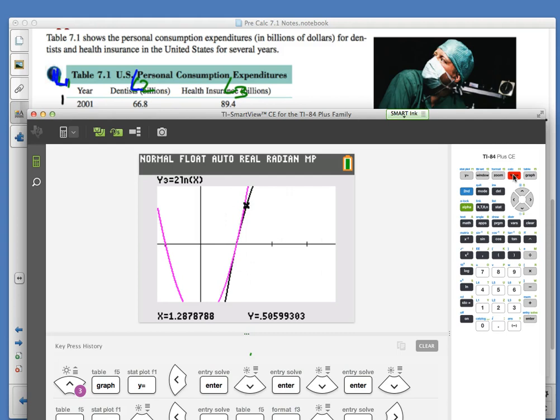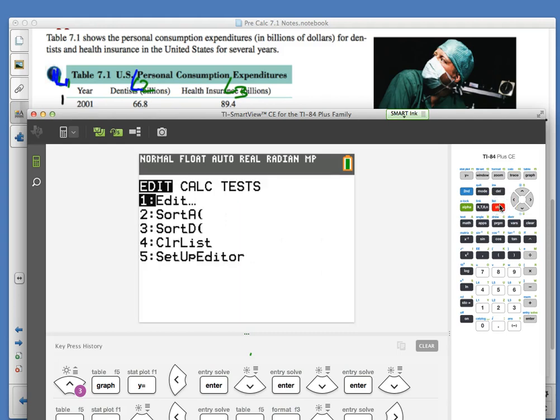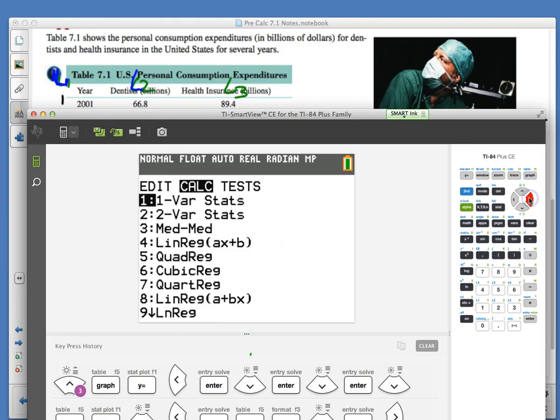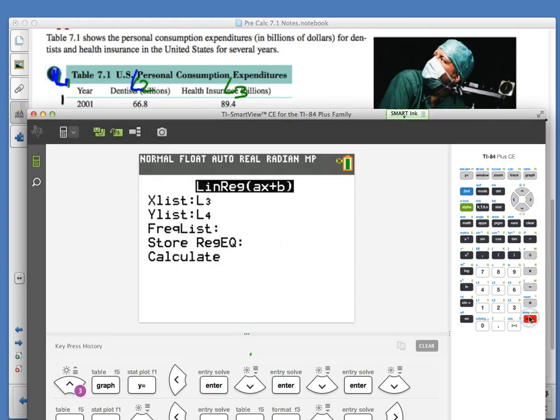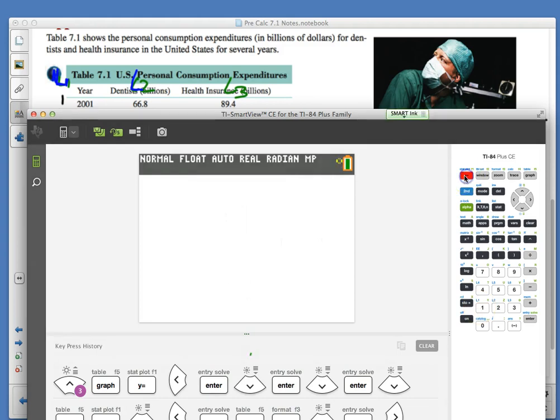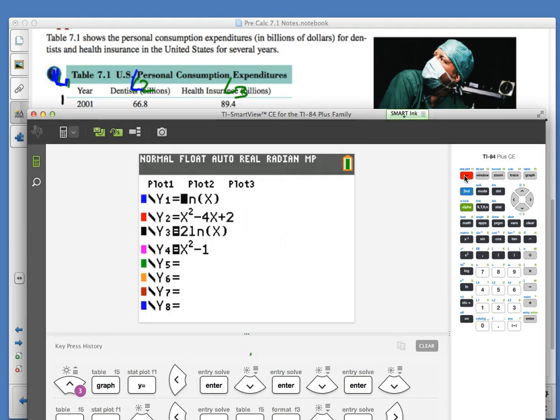No, I forgot where these are. Oh, they're in stat. There they are. So I'm going to do linear regression in number 4. Okay, I've got L1, second L1, and still not working. No, it's not helping me. Oh, because I'm an idiot.